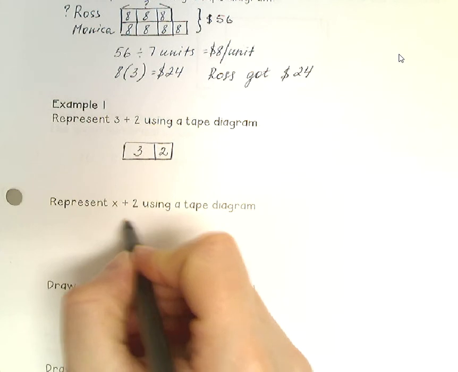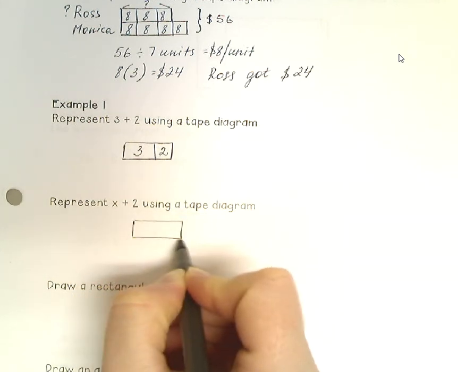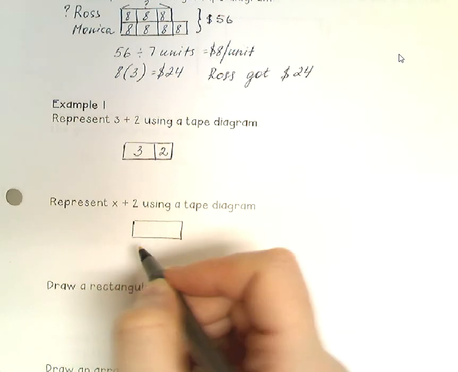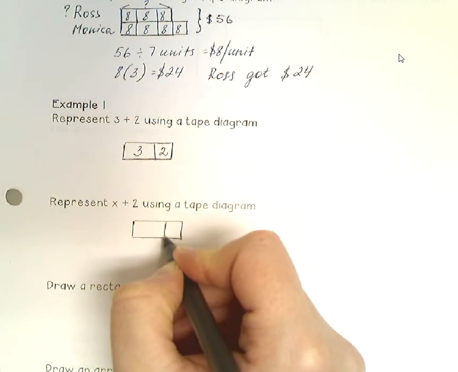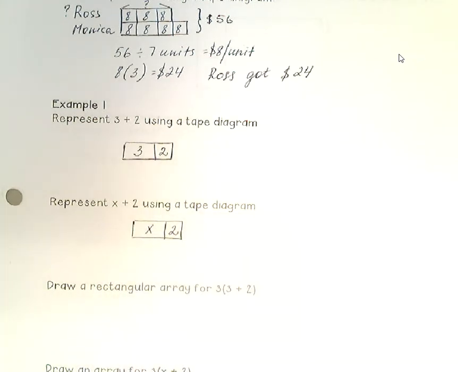Represent x plus 2 using the tape diagram. That really is going to look exactly the same. The only thing is I don't know what x is. Is x smaller than 2 or is x bigger than 2? But it doesn't really matter right now. We just can write x plus 2.